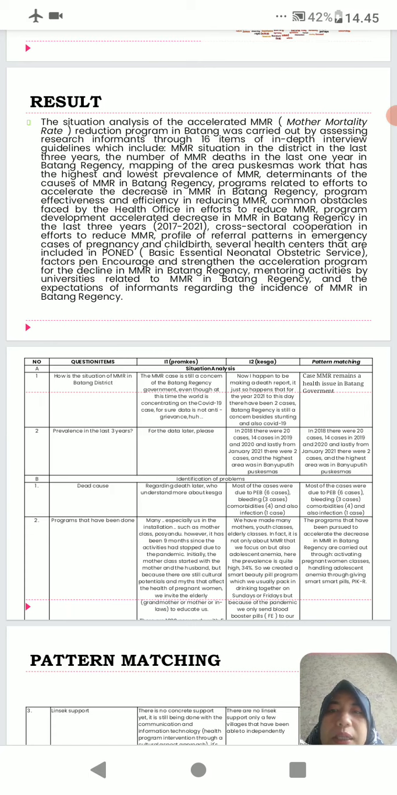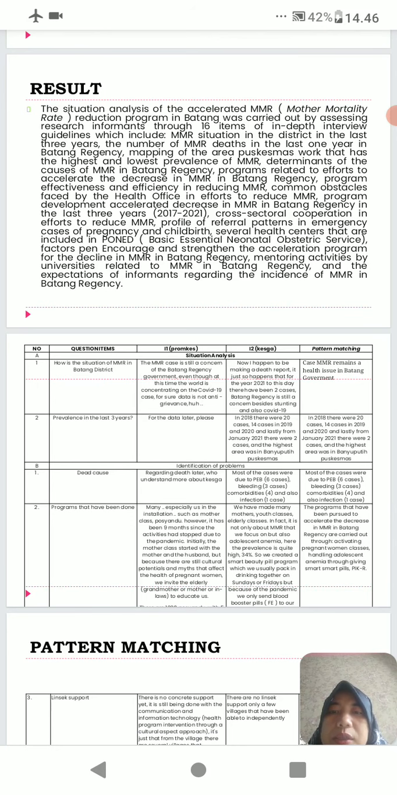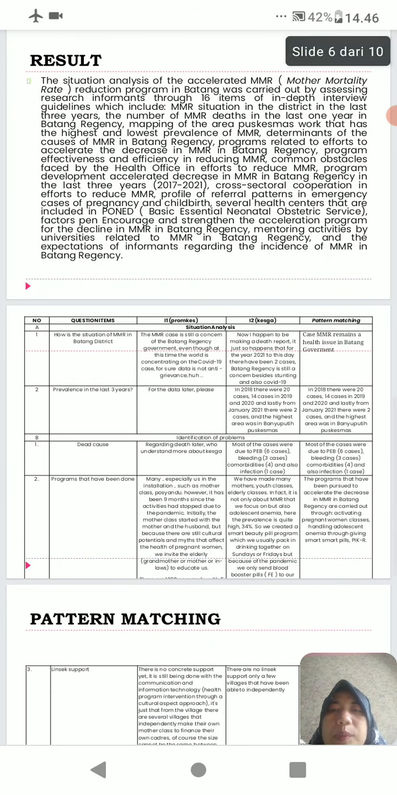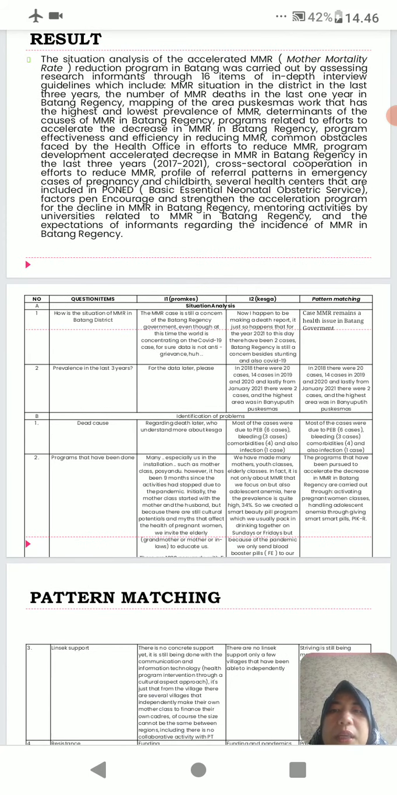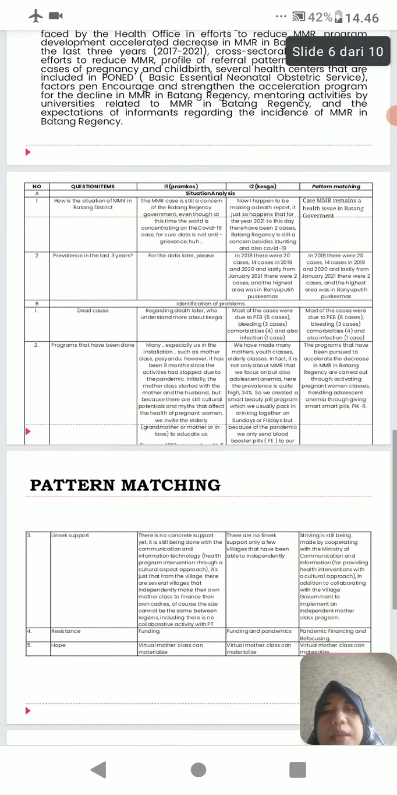Cross-sectoral cooperation in efforts to reduce MMR, the profile of referral patterns in emergency cases of pregnancy and childbirth, several health centers that are included in PONEK, basic essential neonatal obstetric services, factors that encourage and strengthen the acceleration program for decline in MMR in Batang Regency, mentoring activities by the university related to MMR in Batang Regency, and the expectations of the informants regarding the incidence of MMR in Batang Regency.